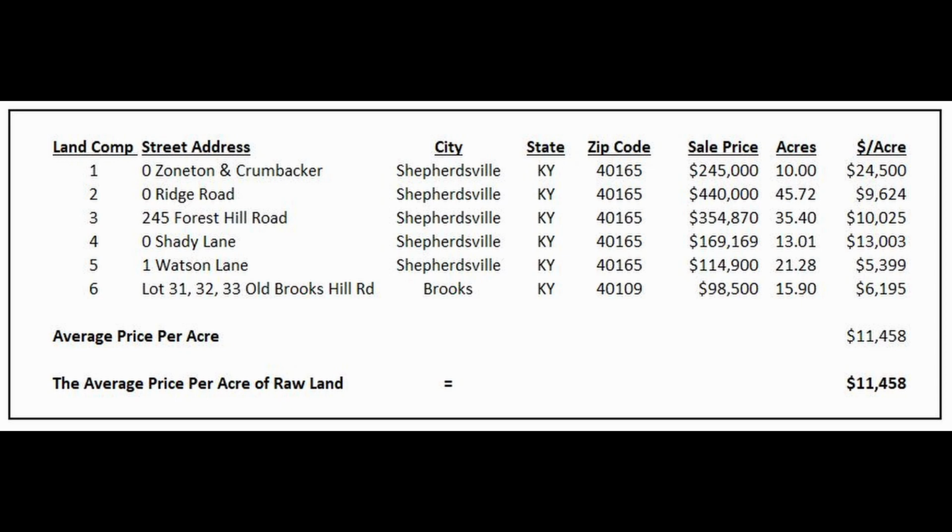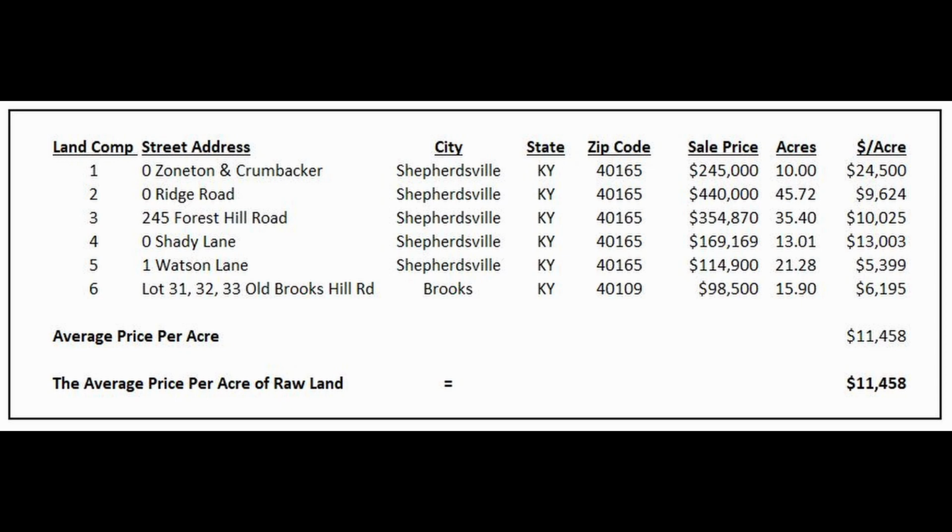For example, sale number 3 is 245 Forest Hills Road, Shepherdsville, Kentucky, 40165. That's comparable 3. It sold for $354,870. It's land only, by the way. I don't know if I made that clear up front. We're looking at land sales. These are not comparable house sales. They're land sales. And I'm showing you how we can get to our computations that I just showed you.